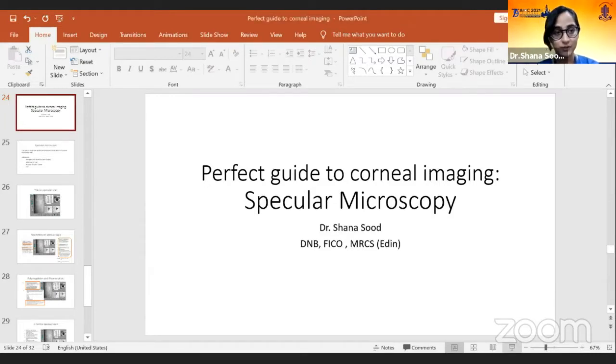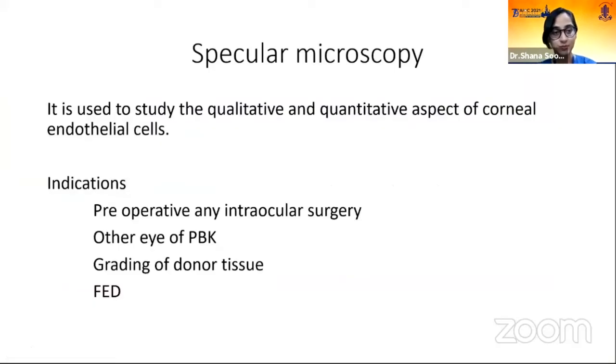Moving on, we have the final topic, which is Perfect Guide to Corneal Imaging: Specular Microscopy. It's a very short topic. So, what is specular microscopy? It is used to study the qualitative and the quantitative aspect of corneal endothelial cells. The indications are preoperative in almost any intraocular surgery, then in the other eye of a pseudophakic bullous keratopathy to see whether there's Fuchs as a risk factor, grading of donor tissue, and in diagnosis of Fuchs endothelial dystrophy as such.